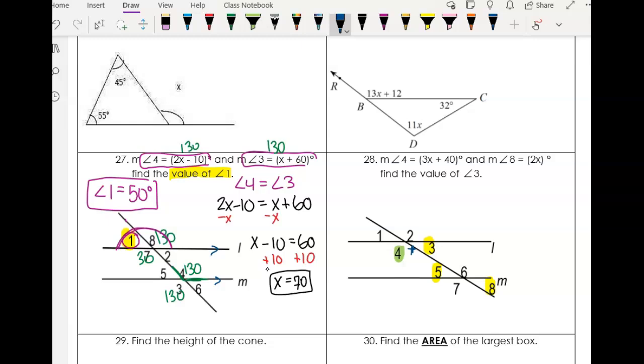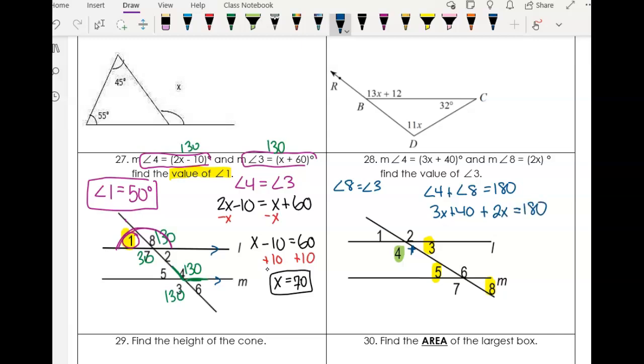It wasn't that direct relationship. So I know that angle 4 plus angle 8 is going to add up to 180. Now what I've already done is I've established a relationship that angle 8 is equal to angle 3. So if I figure out what angle 8 is, I can easily figure out what angle 3 is. So let's go ahead and get started. Angle 4 is 3x plus 40. I'm going to add it to angle 8, which is represented by 2x.